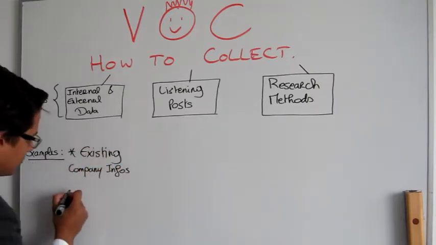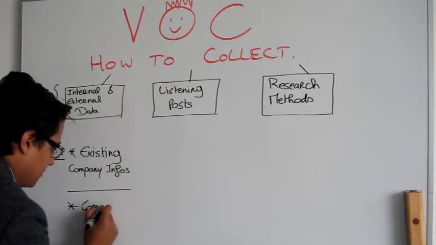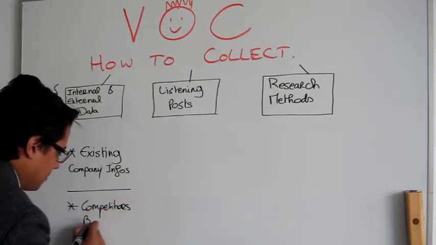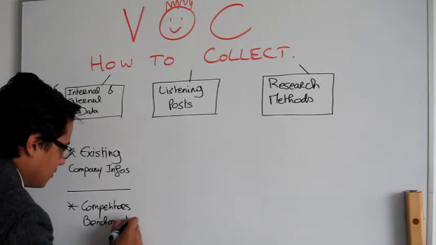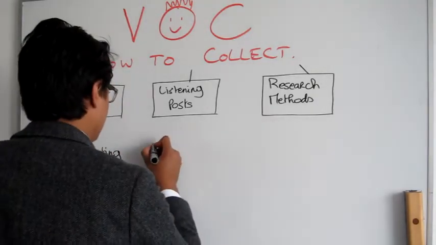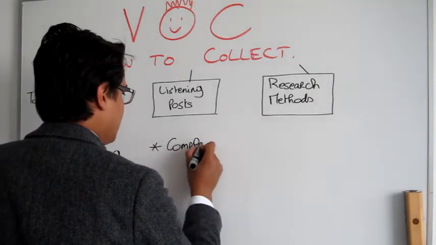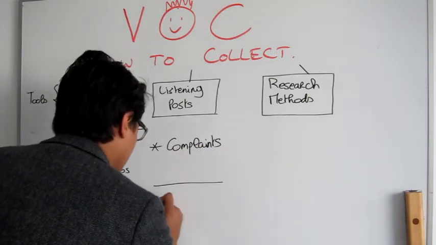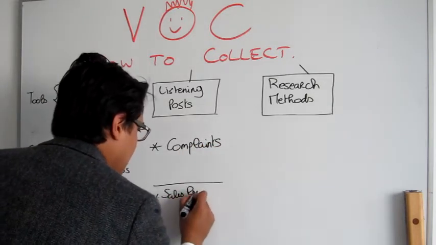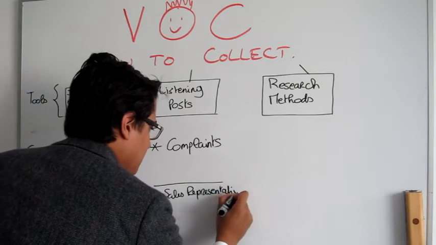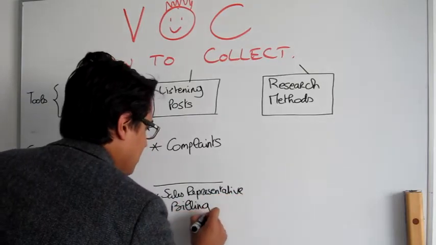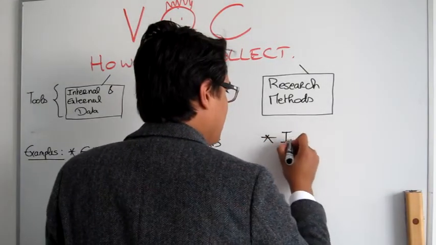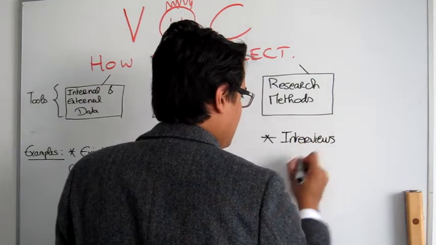An example of internal-external data could be existing company information that you can get off the internet or benchmark studies. An example for listening posts can be such things as complaints or sales information or even things like accounts payable information. Research methods can be interviews and surveys or even things like focus groups.